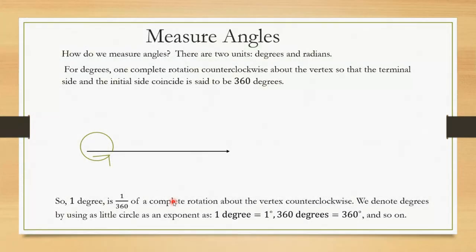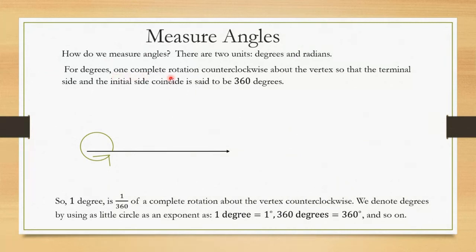Now, to measure angles, there are two units here. We have degrees and we have radians. Okay? Degrees are what we're used to. We see that a lot. Radians is something new that, though you might have seen it before, but if you haven't, that's okay. Radians is something we're going to see shortly.